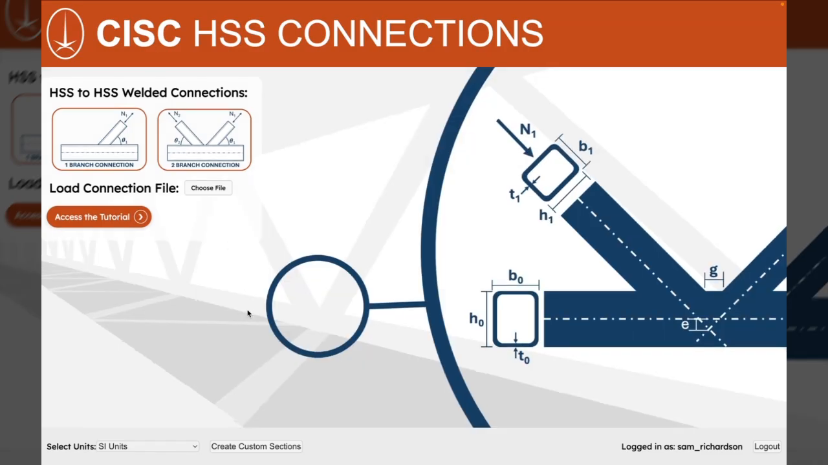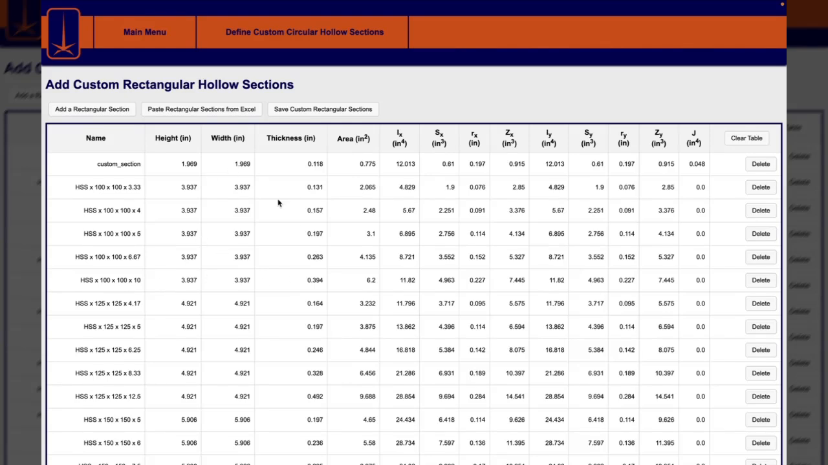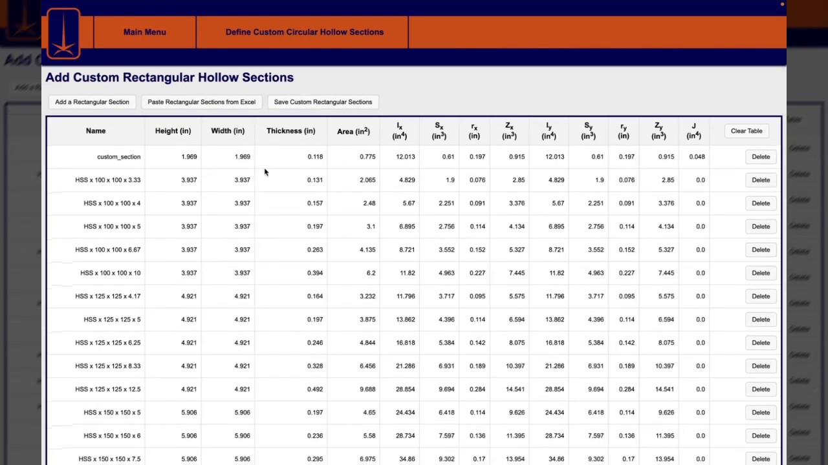Now we can go back to the main menu, and you can see that if we change our unit system to US customary, and we go back to the custom sections, all the sections we previously defined are not only here, but their properties have also been converted into inches.